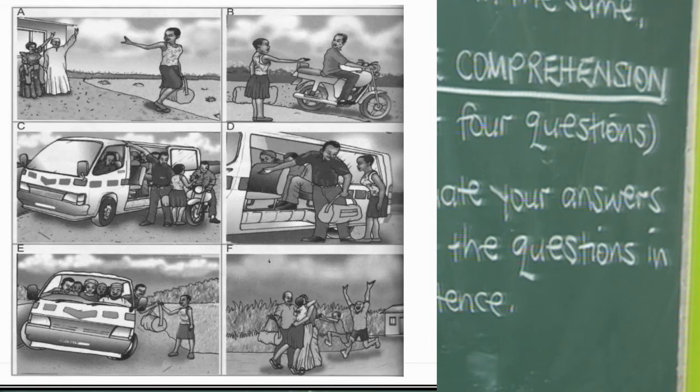The final thing maybe we can have is, what is happening in picture F? Some people are welcoming Ruth. So, these are some of the steps we follow when we are supposed to answer picture composition. I hope you have enjoyed the lesson. Thank you so much.